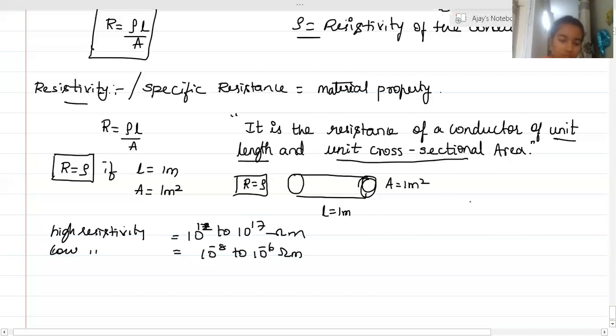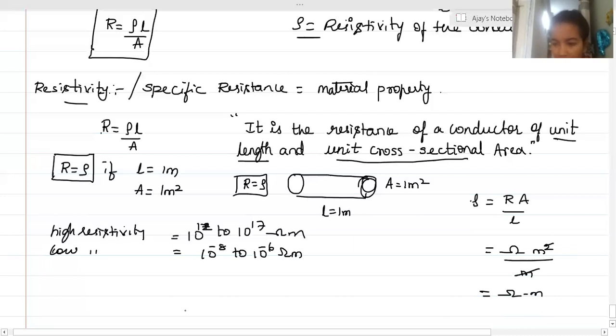Here we will find the SI unit of resistivity. Rho will be equivalent to R A by L. Already we have defined, no? Formula. You send A to the numerator and L to the denominator. I get rho equivalent to R A by L. What is the SI unit of resistance? Ohm. What is the SI unit of area? Meter square. What will be the SI unit of length? Meter. One meter gets cancelled. What is left over? Ohm meter.